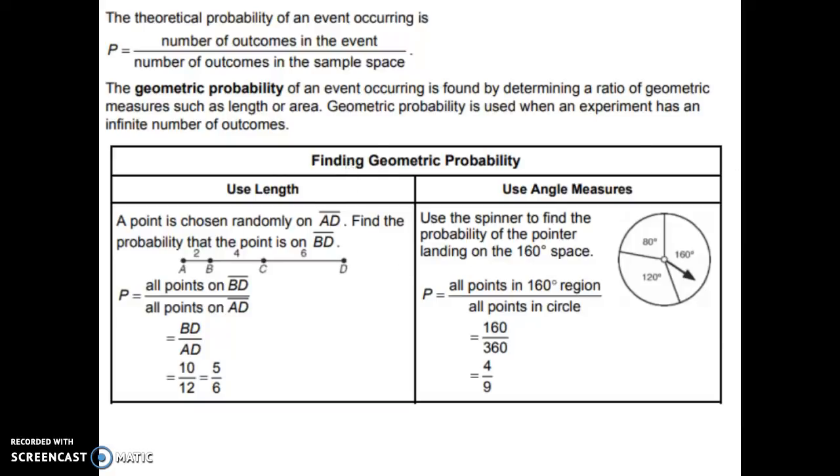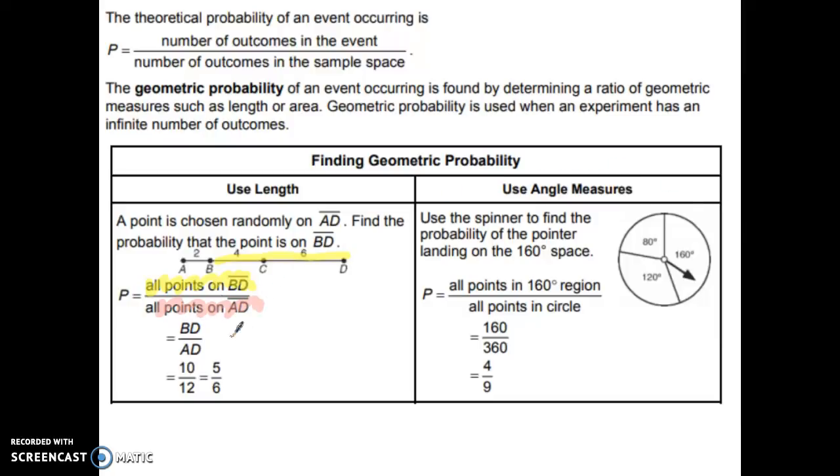It says find the geometric probability using length and then using angle measures. A point is chosen on AD, so on the entire segment. Find the probability that the point is on BD. The way you do these is you count all the points on BD and you divide it by all the points on AD.